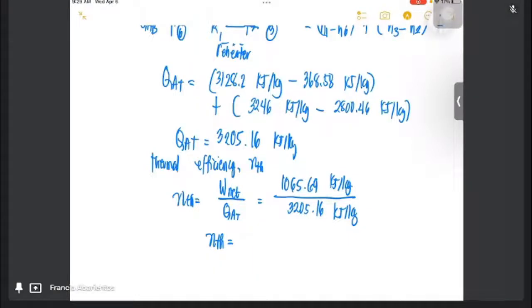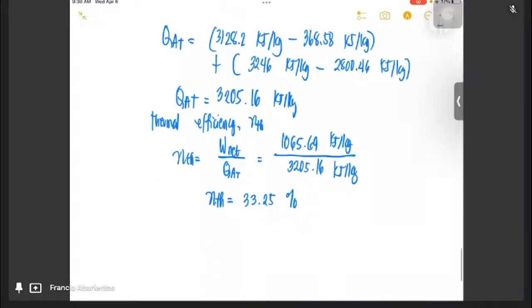We have 33.25%, compared to the Rankine cycle we usually solve, which is 20 plus. Okay? So this is the one-stage reheating cycle. And letter C, there is still something asked: the heat rate, class. For the heat rate, we make use of this equation.